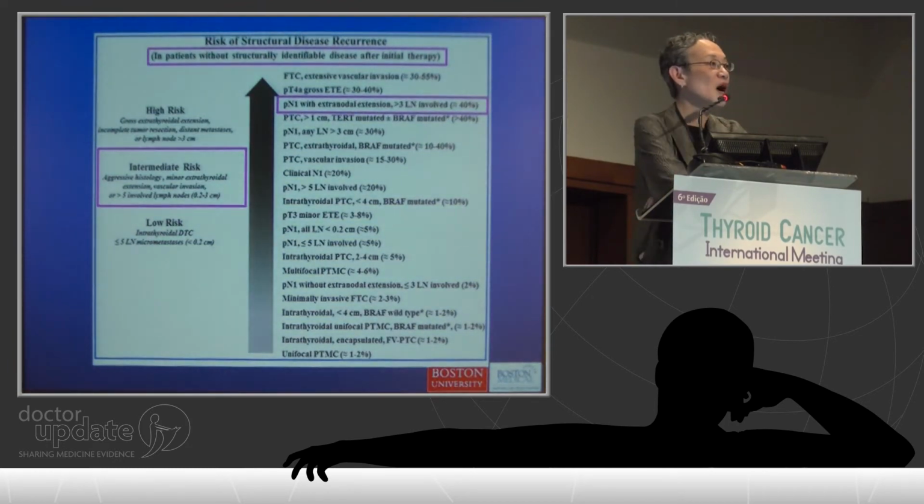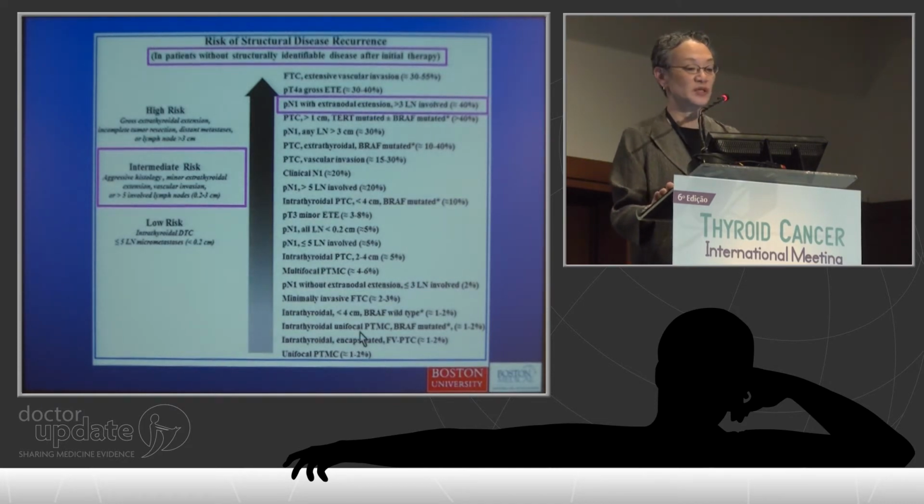This is actually a more complicated staging system that the ATA has put together. What I had on the previous slides was sort of a condensed version, and it's worthwhile for you to take a look at this. I have told my fellows you should Xerox it and keep it at your desk, because it really goes through in a very granular way to tell you what they think they can predict the risk of recurrence is. So our patient was intermediate risk because she had more than 5 positive lymph nodes. But then if I look at this list of increasing risks of recurrence, she's actually up here. She actually had extranodal extension and more than 3 lymph nodes involved.